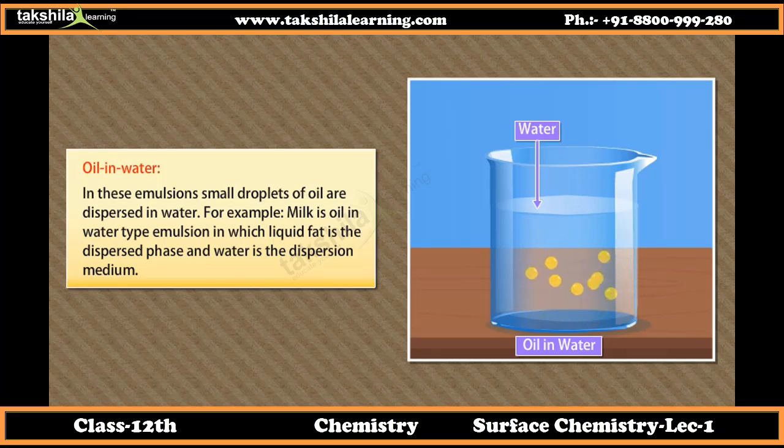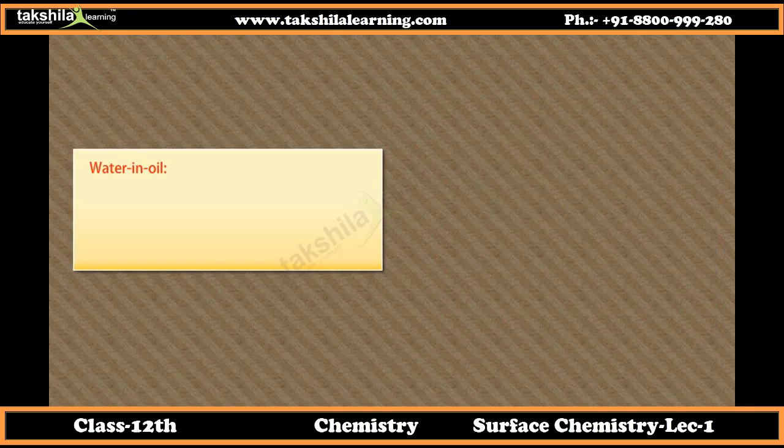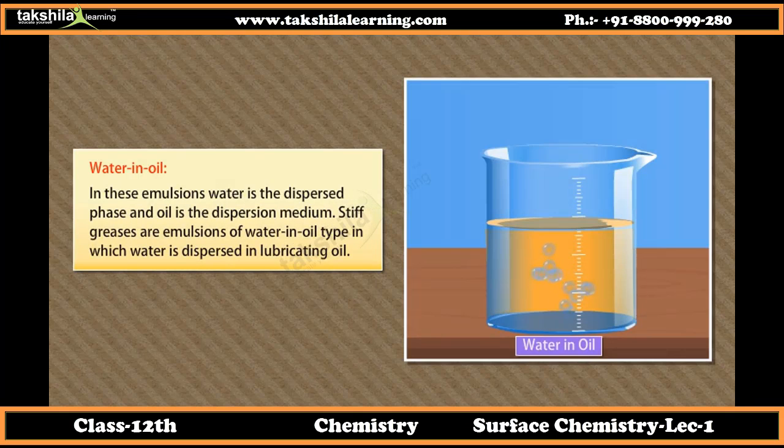For example, milk is an oil in water type of emulsion, in which liquid fat is the dispersed phase and water is the dispersion medium. Water in oil: in these emulsions, water is the dispersed phase and oil is the dispersion medium. Stiff greases are emulsions of water in oil type, in which water is dispersed in lubricating oil.